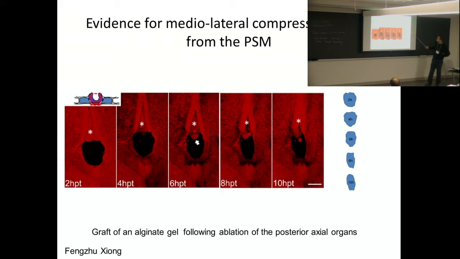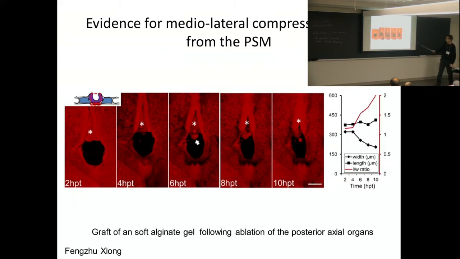And so, as you see here, this is just a series of cartoons which represents the deformations experienced by the gel, which has been implanted in the region adjacent to the two posterior proximitic mesoderm, in the region of the posterior neural tube and notochord. And what you see is that there is a clear decrease of the width of this gel, which suggests indeed the presence of these active compressive forces. And you can quantify this decrease in width as shown here.